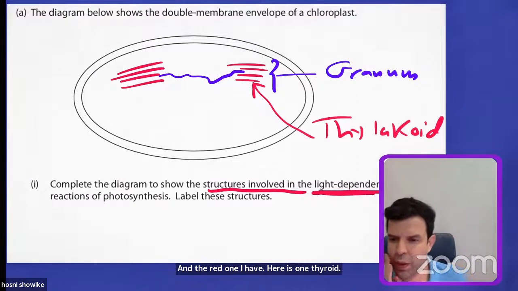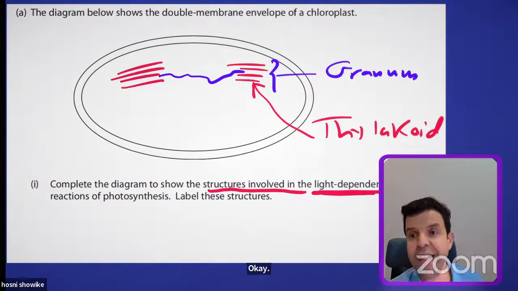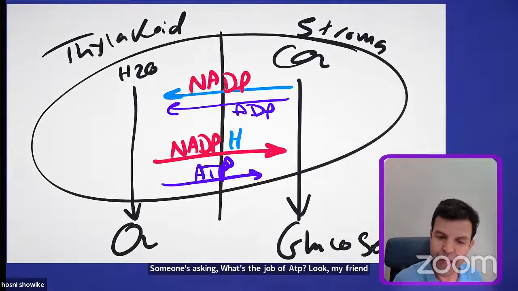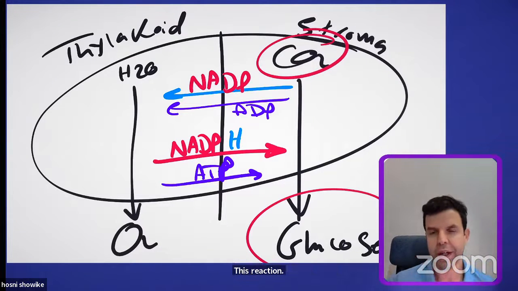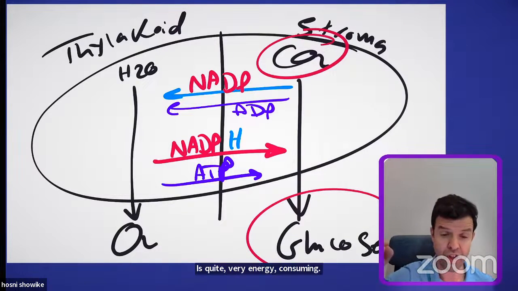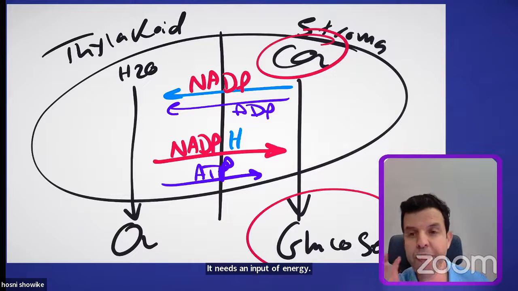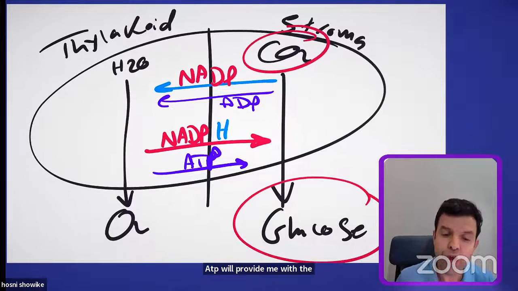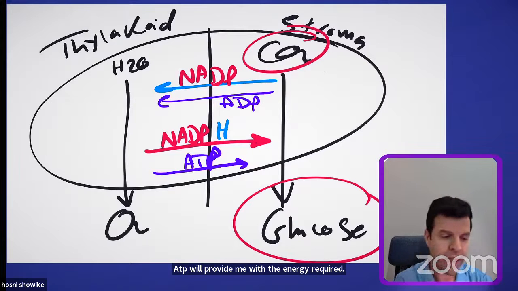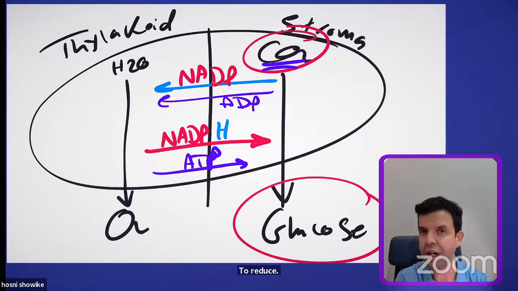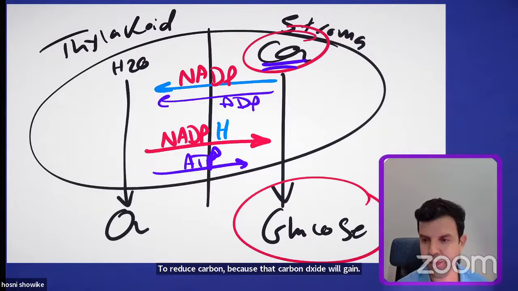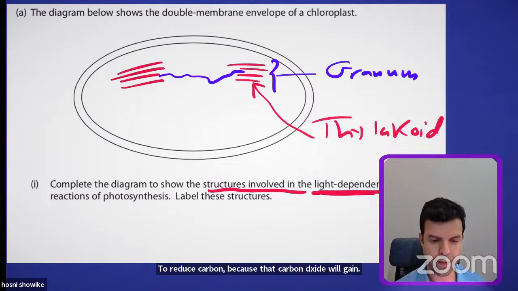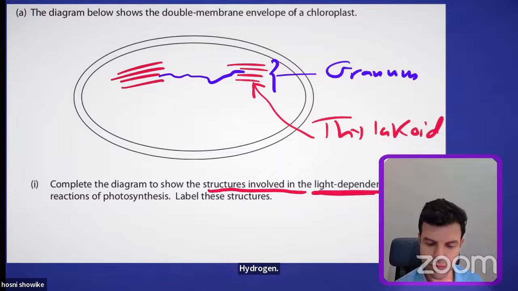Someone's asking, what's the job of ATP? Look, my friend, this reaction is very energy consuming. It needs an input of energy. ATP will provide me with the energy required to reduce, listen to the word, to reduce carbon dioxide, because that carbon dioxide will gain hydrogen. All right?